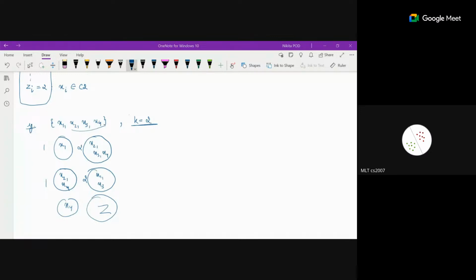Overall, if we have 4 data points and we want to put them into 2 clusters, in how many ways can we do this? This is a simple question. 2 to the power 4, 16. 2 to the power 4, right?